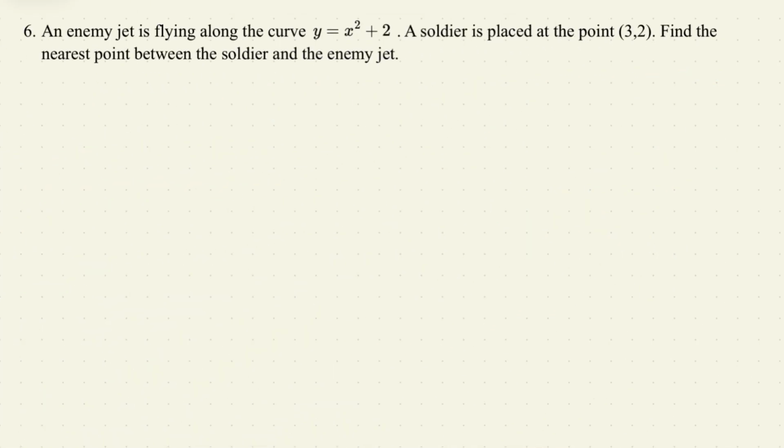Question 6. An enemy jet is flying along the curve y = x² + 2. A soldier is placed at the point (3, 2). Find the nearest point between the soldier and the enemy jet. So here is a curve on which an enemy jet is flying, and the equation of this curve is given as y = x² + 2.